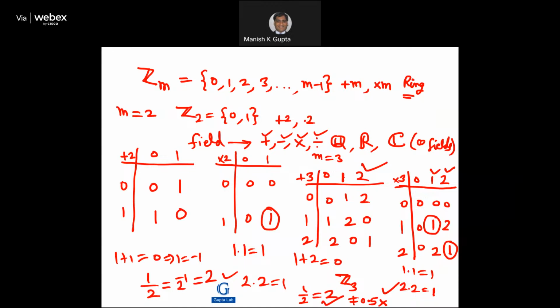So this is about the binary field. This is known as the ternary field. Binary field, ternary field, right? We can go a little bit further.